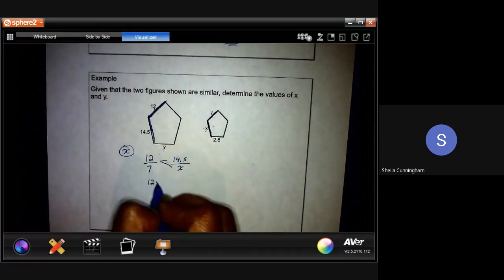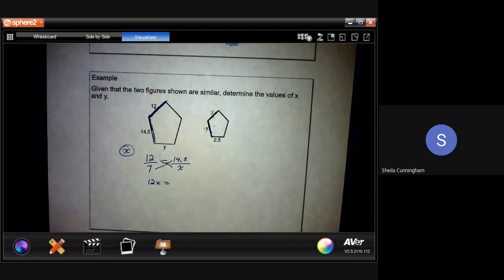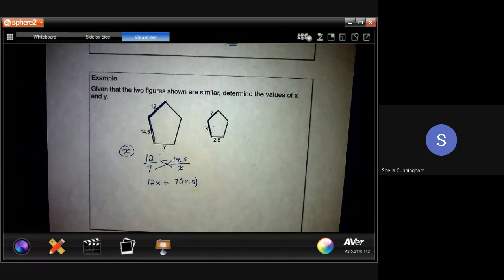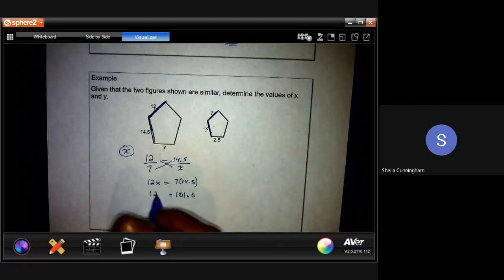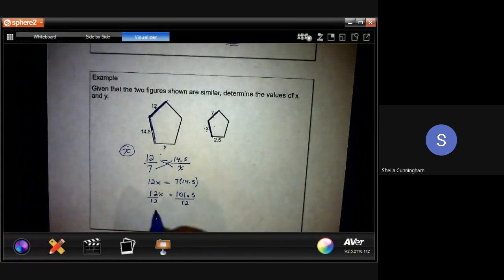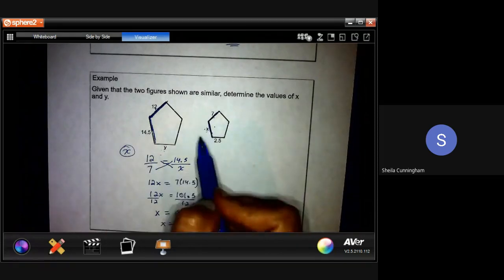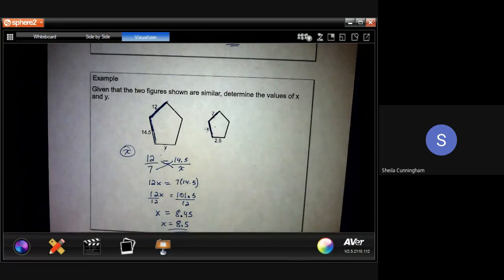So I'm going to get 12x is equal to, and I've got that 7 times 14.5. So 7 times 14.5 gives me 101.5, and that's what's going to equal 12x. And then I basically want to divide both sides by 12. And I find out that X is going to equal 8.45. Again, if I want to round this to one single decimal place, I'm going to say 8.5. I'm not given units, so I can leave it as that.